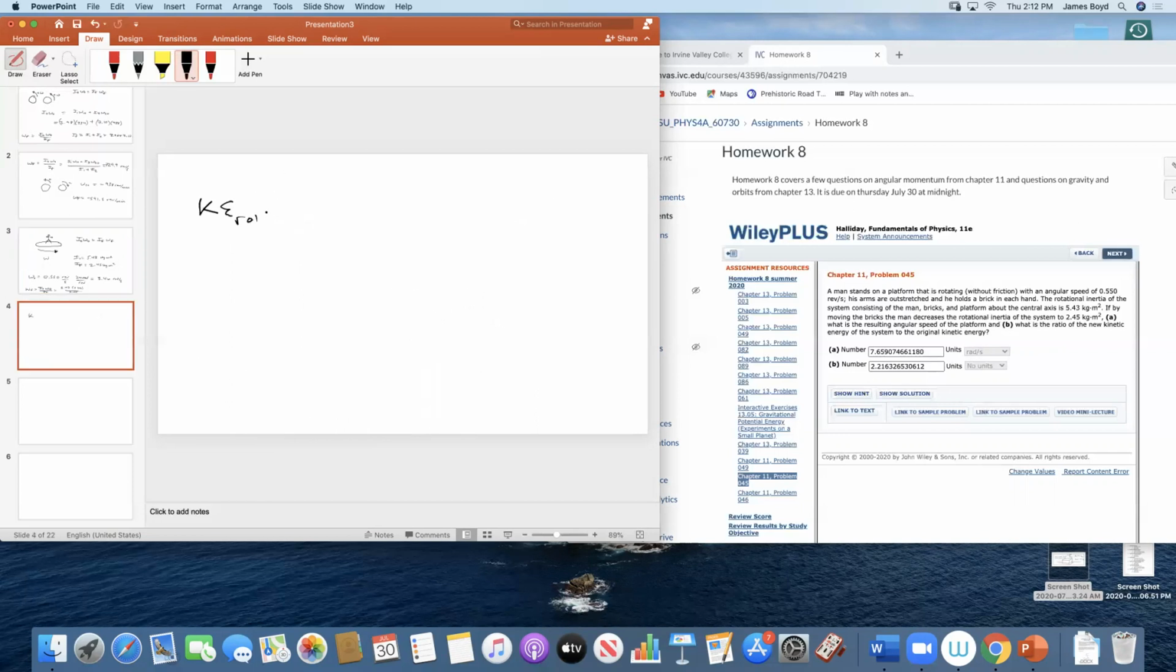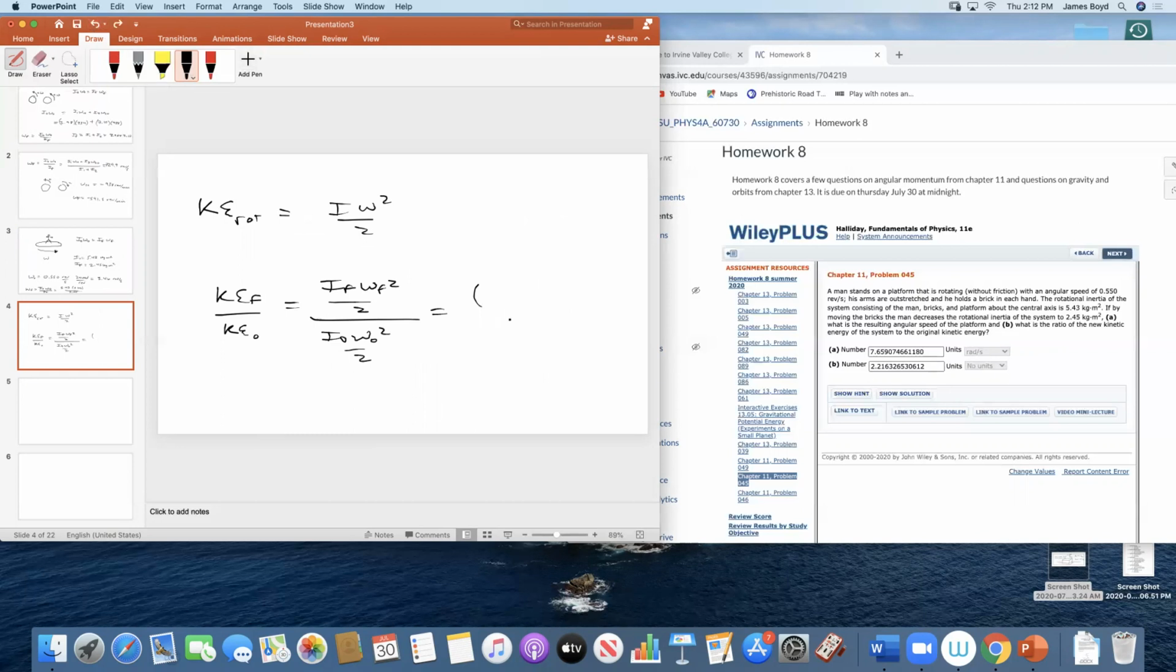Now they want to know the ratio of his kinetic energy changing. Kinetic energy of rotation is I omega squared over 2, and they're asking us for the ratio of the new over the old, so the final over the initial: I final omega final squared over 2, over I initial omega initial squared over 2, which is equal to, the 2's cancel away.